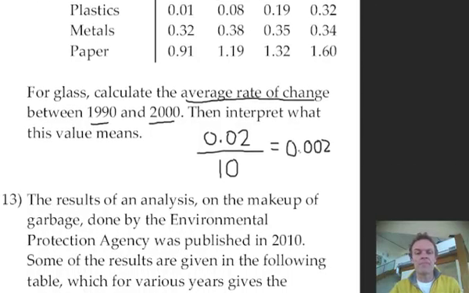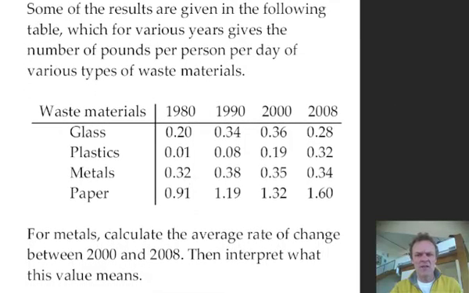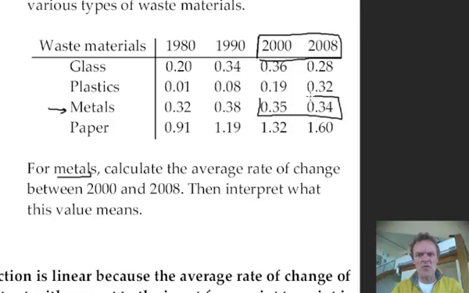Let's look at the next one. Again, more changes in the amount of trash we throw away. This one's for metals, so we're going to look at the table. I'm going to look at this row here. This is between 2000 and 2008, so there's 2000 and 2008, and the change is here. Here are the numbers I'm going to use, because this is for metals. Now look, this is going down. It looks like we're throwing away a bit less metal over these 8 years.